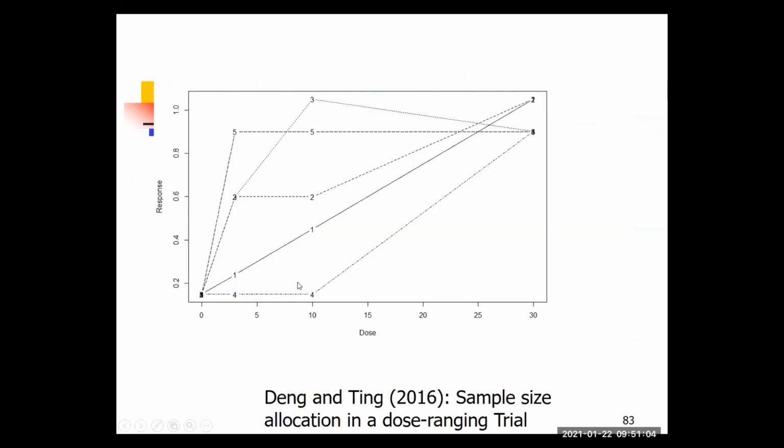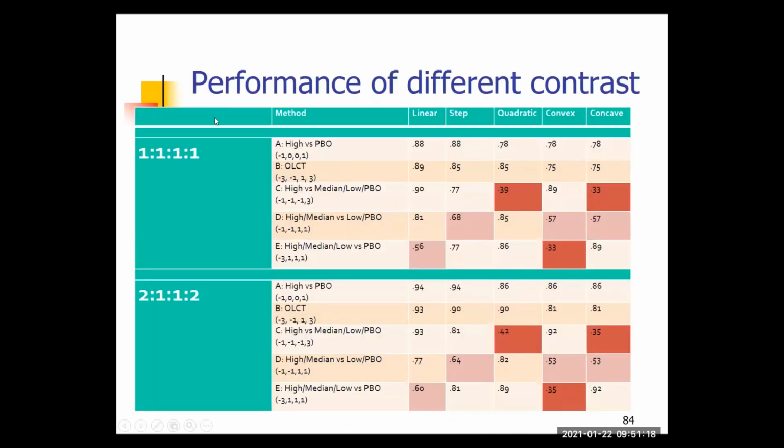Now, in this simulation, you have 5 potential dose response models, 1 being linear, and 2 being a step function, and 3, 4 and 5, you know, 3 is kind of quadratic, right? So we have the 5 potential models, with the true underlying dose response being one of these 5 models.